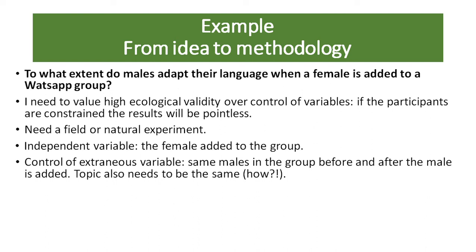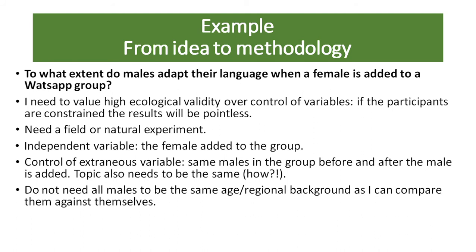Now that's essential. If I didn't have the same males in the group before and after, or if I put it in a different group, it would just be pointless research. It wouldn't be very useful data at all. So that's essential. Ideally also though, I need the males to be speaking about the same topic before and after the female is added. Otherwise that's going to be quite a massive variable that's going to influence the language, and I won't be able to prove that it was because the female was added. It could be because the topic has changed. Now, how on earth am I going to do that? That is a question I'm going to shelve for now, and I'm going to come back to.